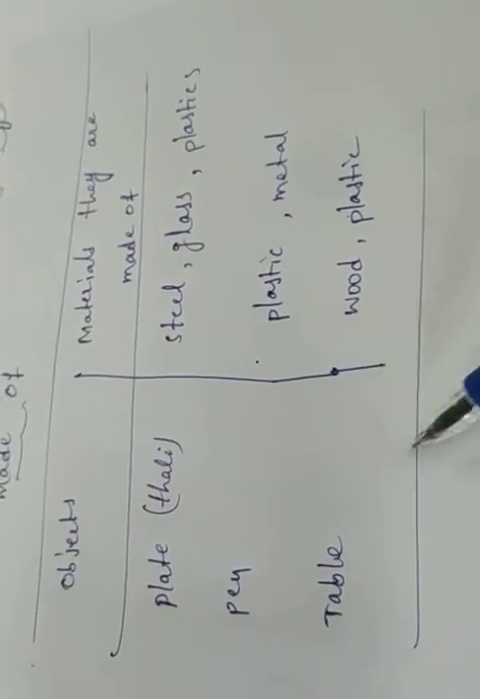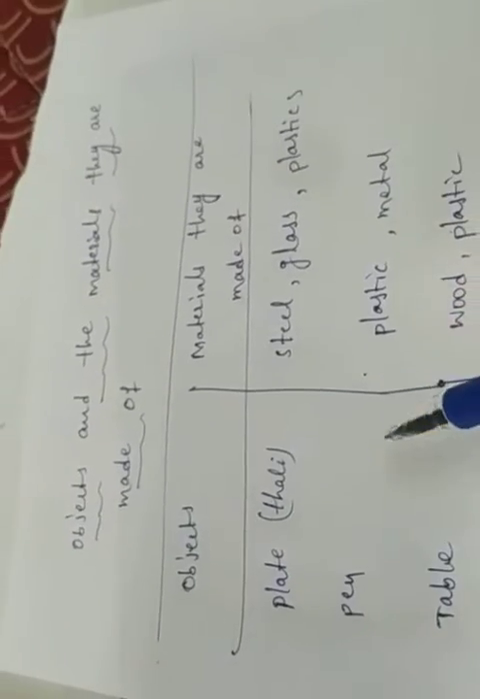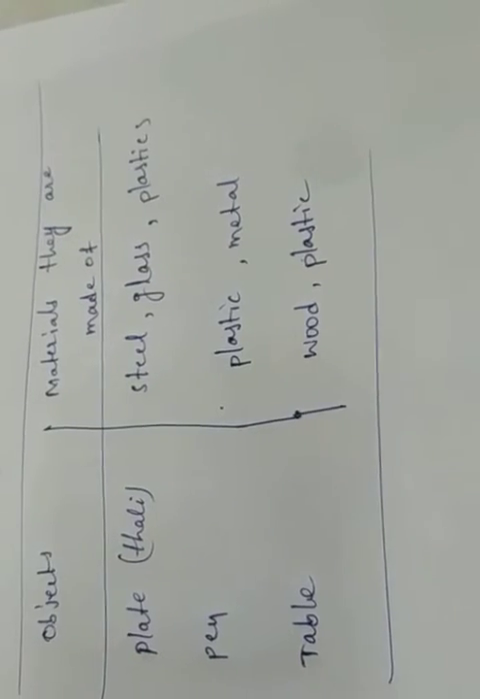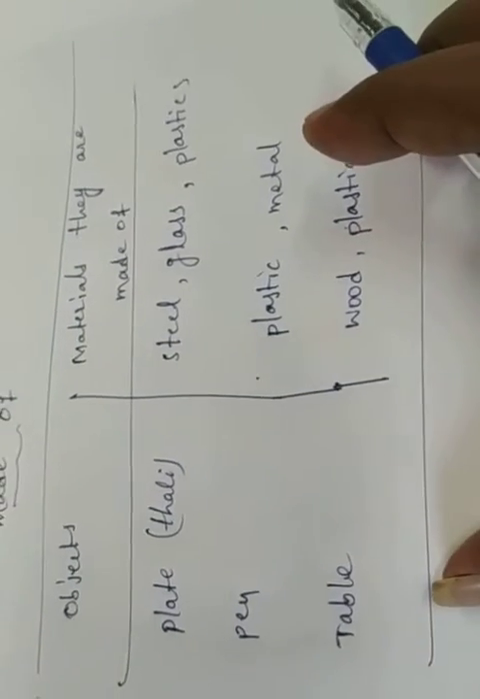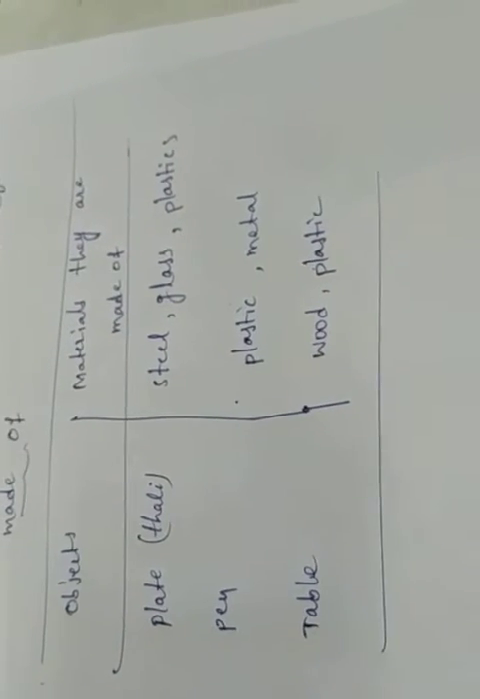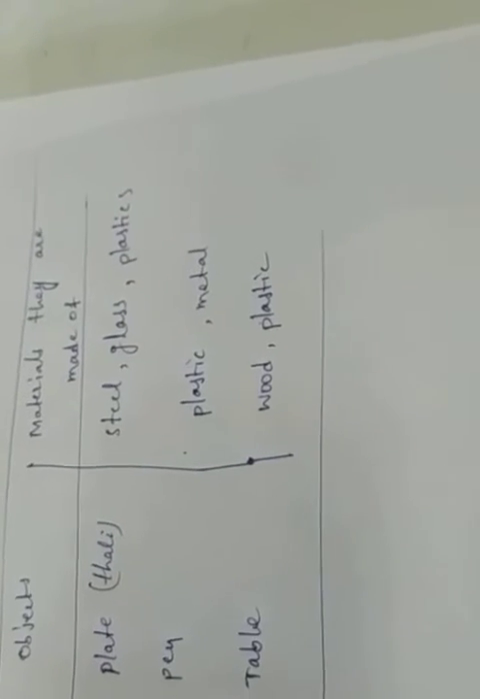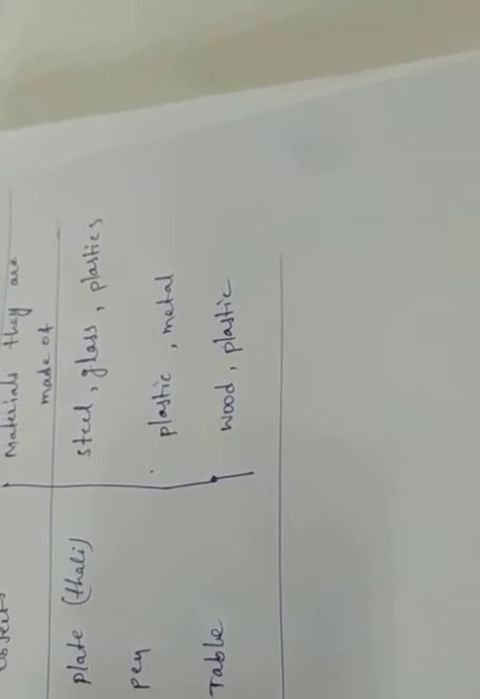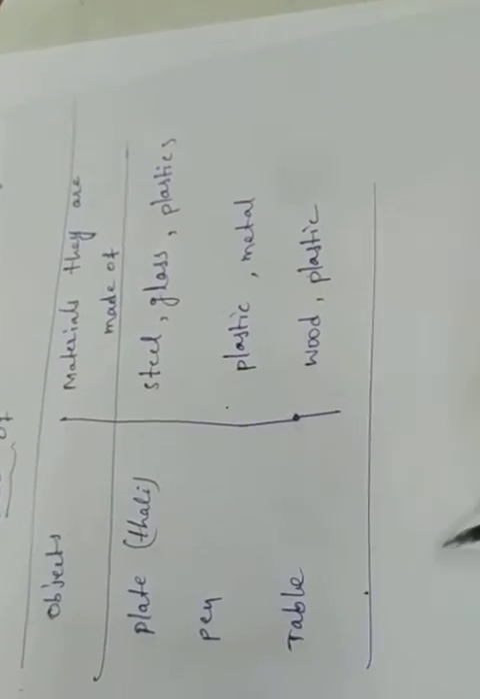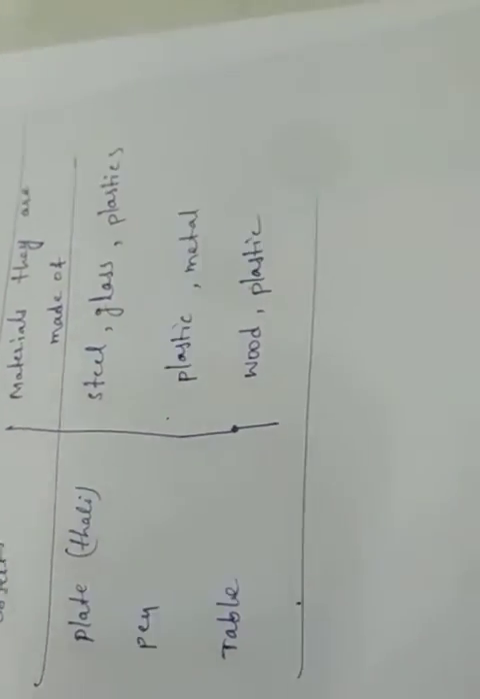So this is about objects and the materials they are made of. And one more activity. Around you at home there are so many objects. First you select an object and find which materials are used to prepare that object. For example, gunny bags, or jute bags: they use jute. In this way you have to separate and group them into objects and the materials they are made of.